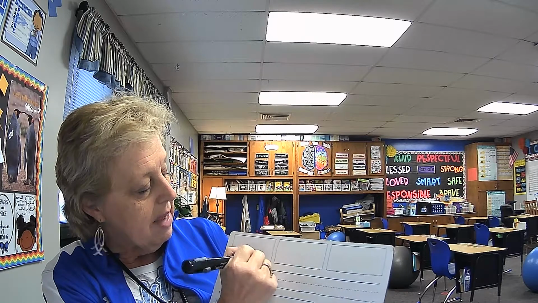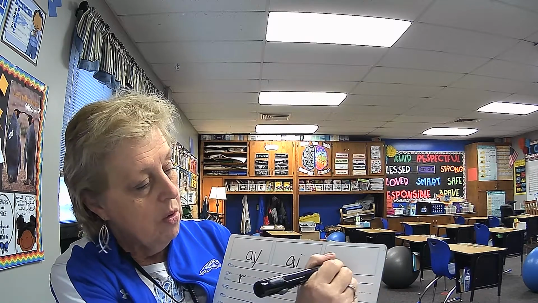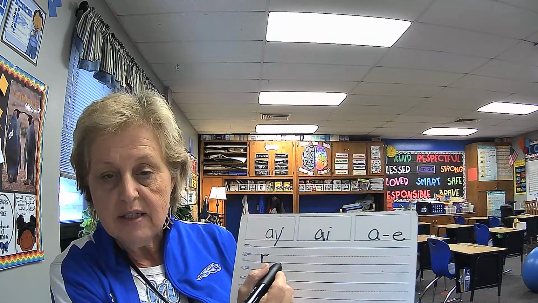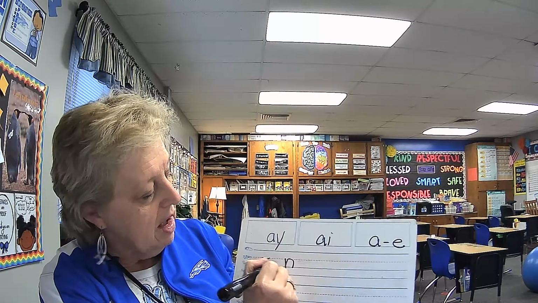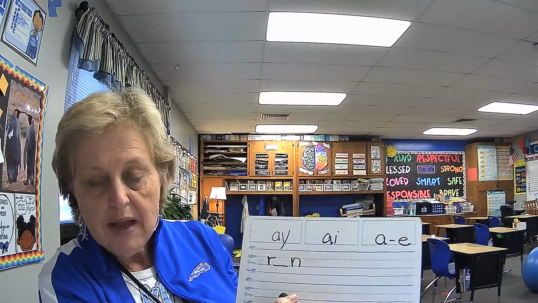All right, now let's do some words. Here's the first word. Echo me. Rain. I can see the rain falling from the sky. Rain. Now, it's either going to be A-Y, A-I, or a consonant E. Now, it can't be A-Y because it has a consonant sound at the end. Rain. So we have to decide which way we are going to spell it.